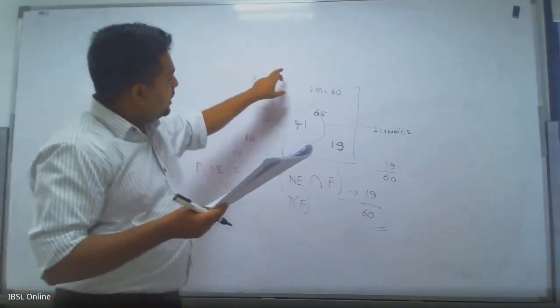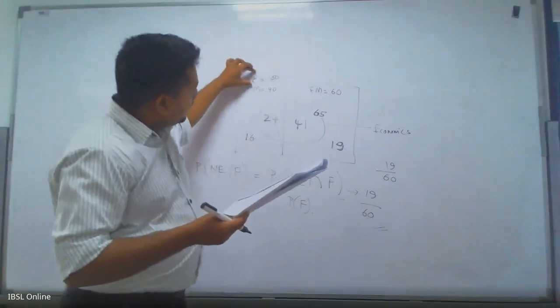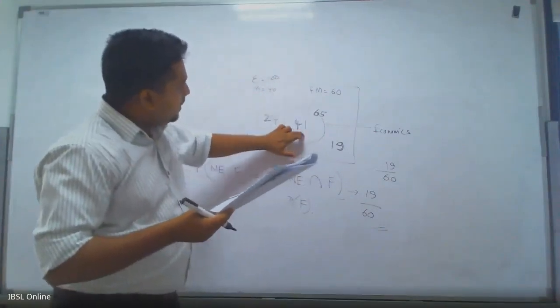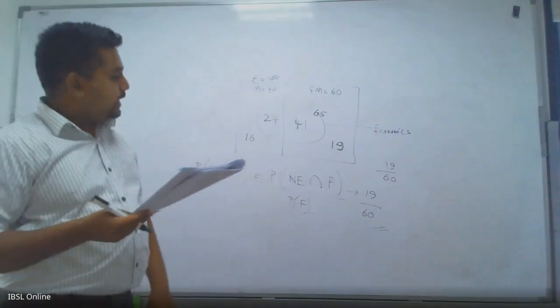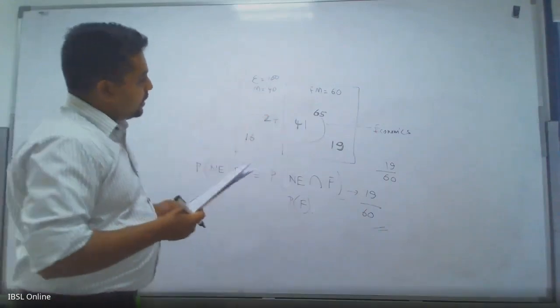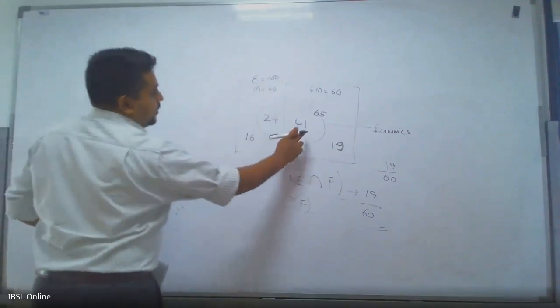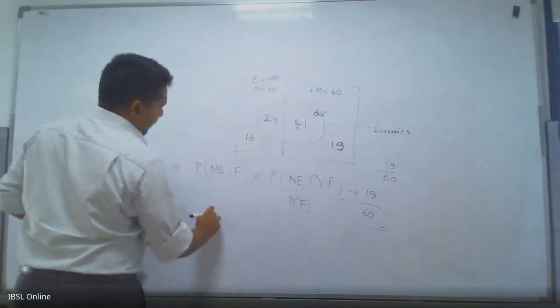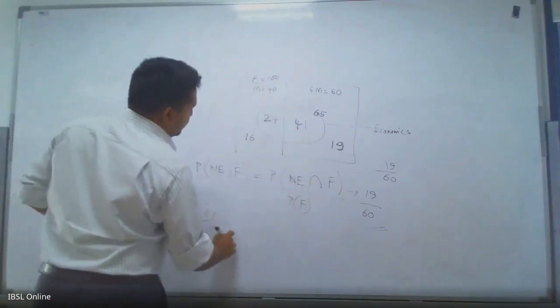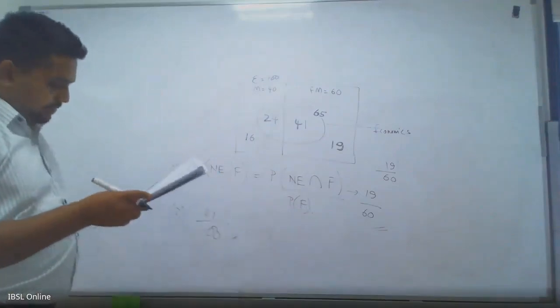That means you have to, from this 100, go to the female quadrant and get the number of chaps who are doing economics. That means you can easily use a diagram and argue. That will be 41 divided by 100. That's the answer.